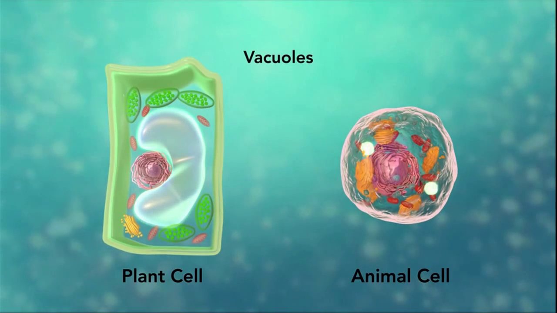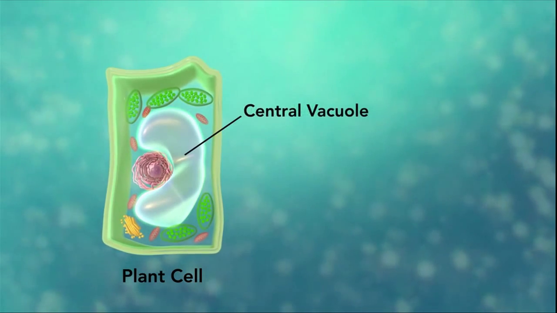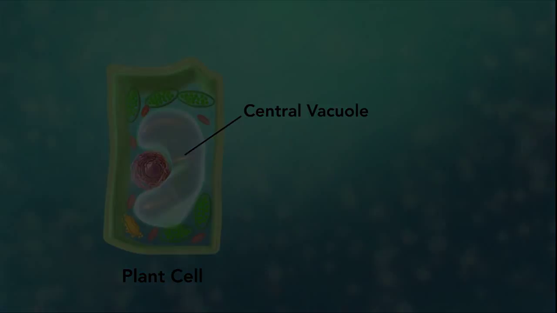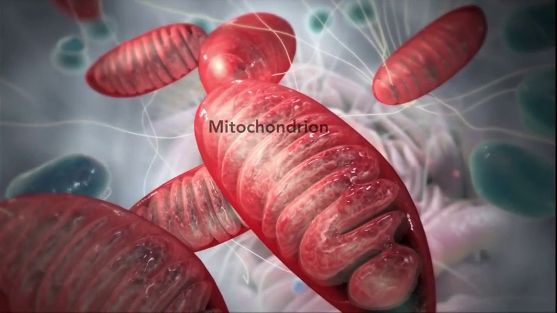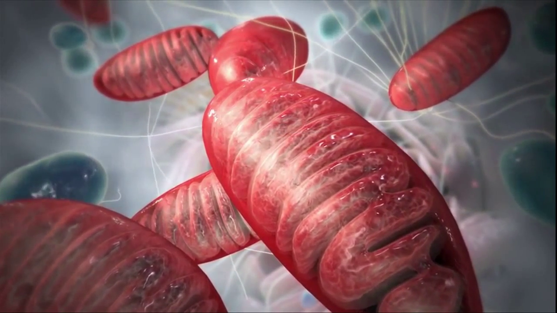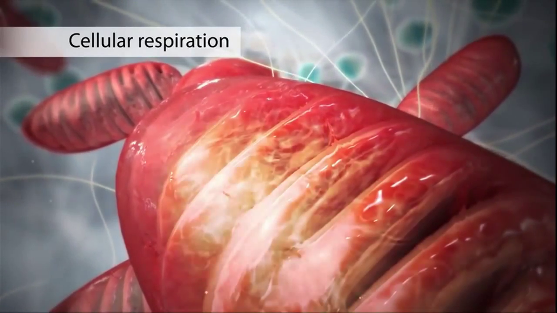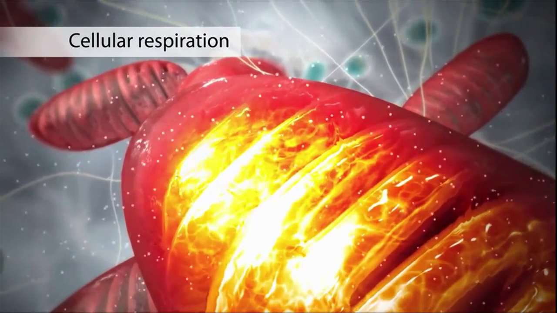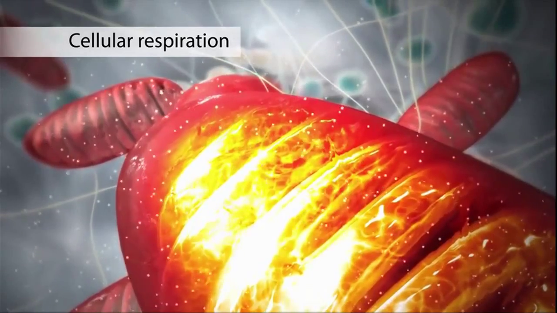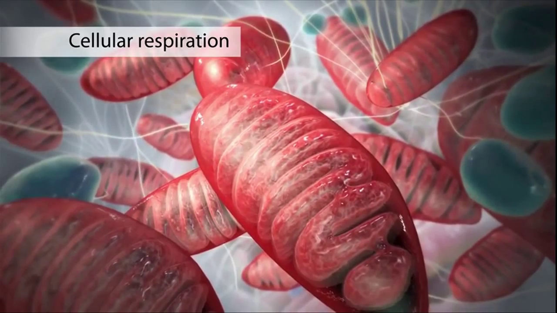Vacuoles are sac-like structures that store different materials. Here, in this plant cell, the central vacuole stores water. The mitochondrion is an organelle that is the powerhouse for both animal and plant cells. During a process called cellular respiration, the mitochondria make ATP molecules that provide the energy for all of the cell's activities. Cells that need more energy have more mitochondria.